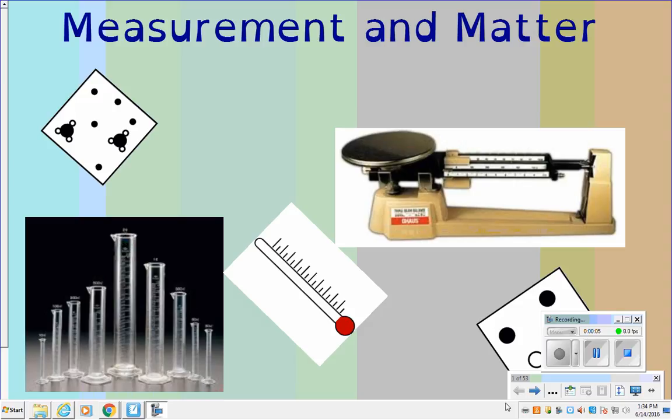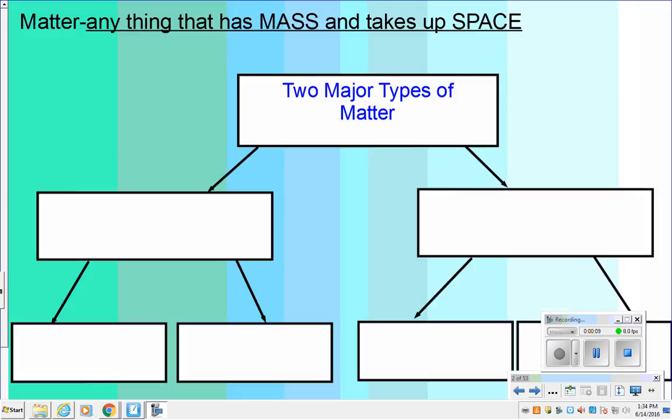Welcome to Measurement and Matter. This is our first unit in Regents Chemistry. Matter is defined as anything that has mass and takes up space. We're going to actually start our unit by just simply classifying matter, which is something you've done before in past science classes.